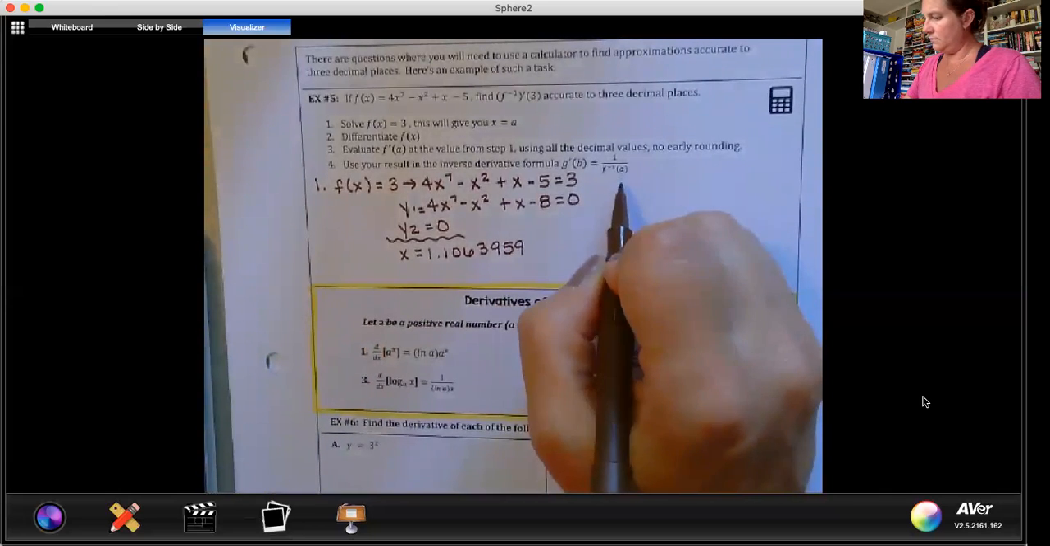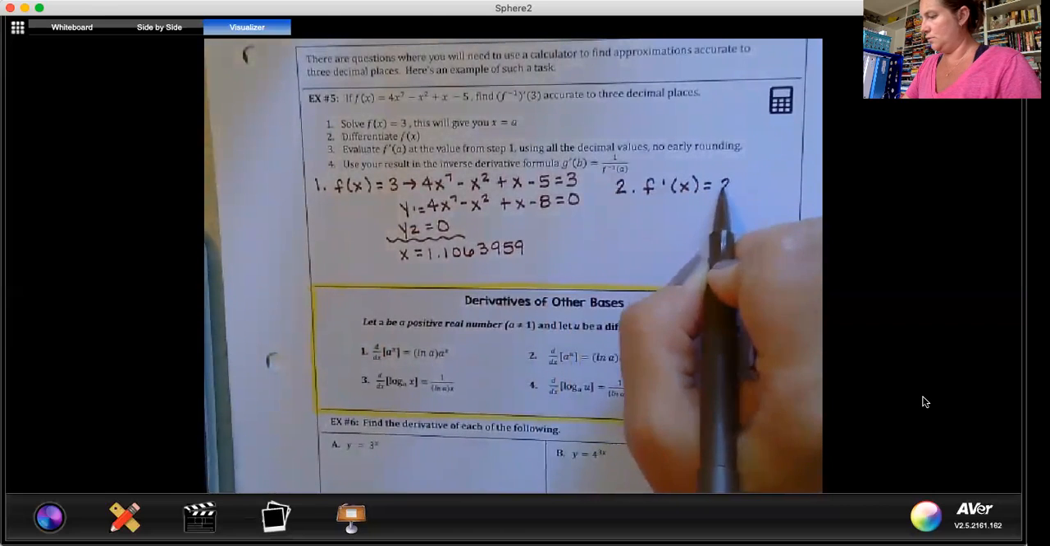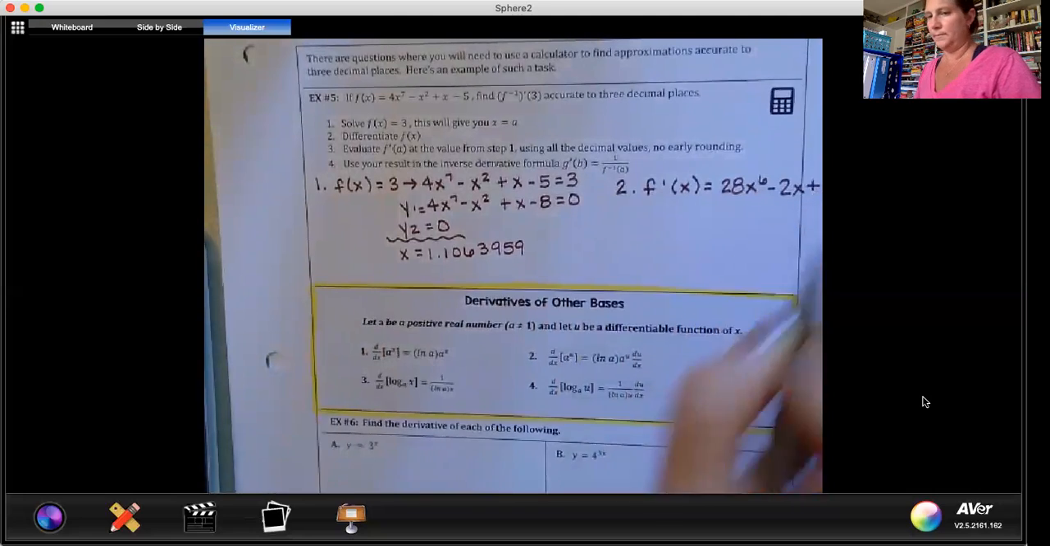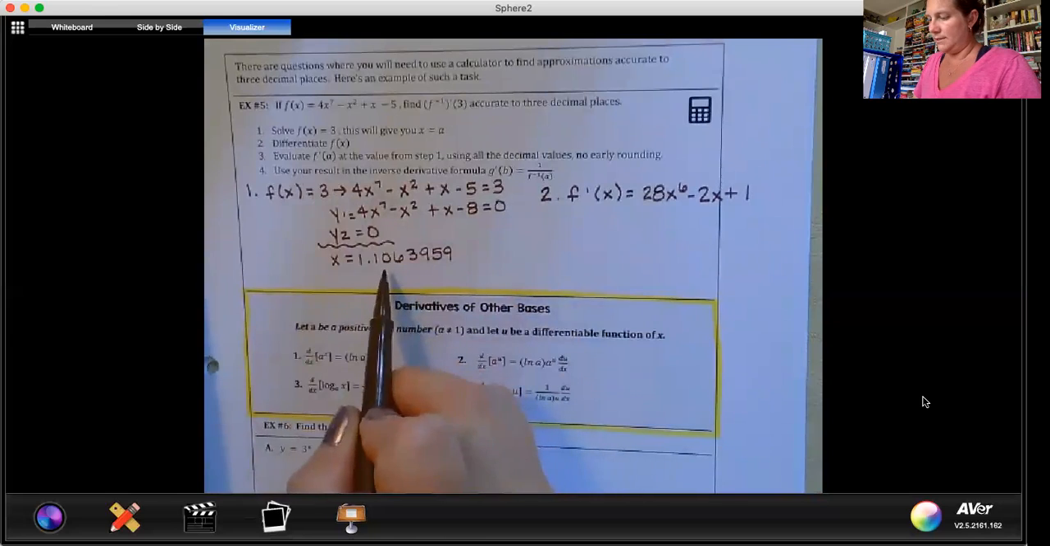In step 2, differentiate f of x, so find f prime, which is 28x to the 6th minus 2x plus 1. And evaluate f prime of a. Well, this is a.